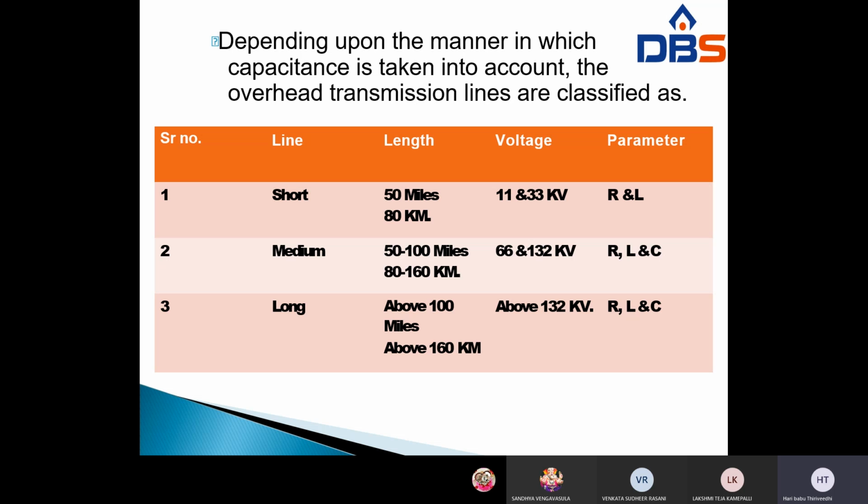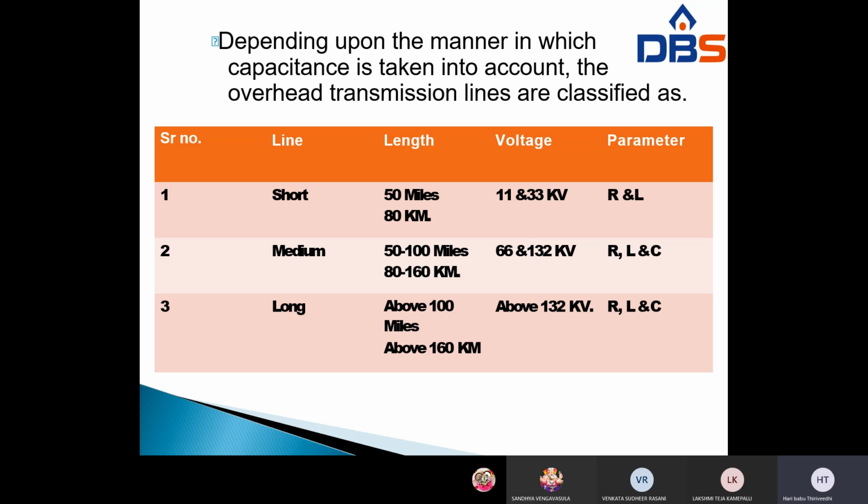For treatment of such long transmission lines, the line constants are considered as uniformly distributed over the whole length of the line, and rigorous methods are employed for the solution, right? For medium transmission lines, lumped network. For long transmission lines, uniformly distributed network. For the competition exams, it is most important. So this slide is most important for competition exams.